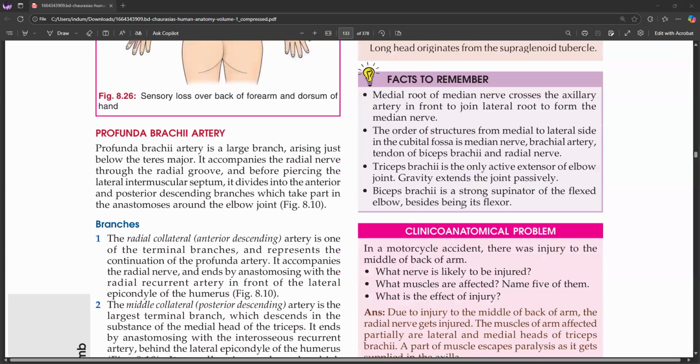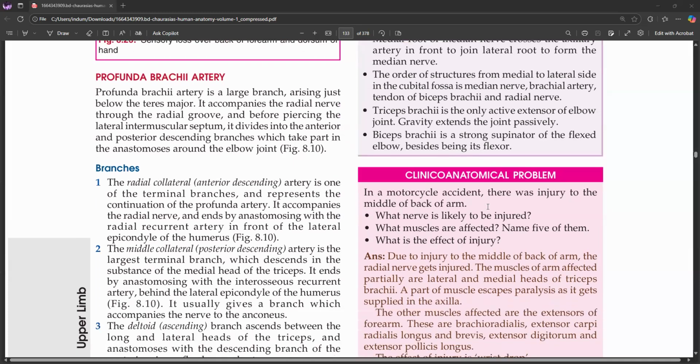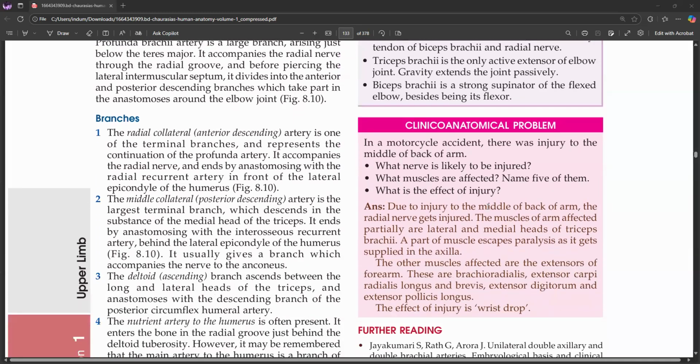Facts to remember. Medial root of median nerve crosses the axillary artery in front to join lateral root to form the median nerve. The order of structures from medial to lateral side in the cubital fossa is median nerve, brachial artery, tendon of biceps brachii, and radial nerve. Triceps brachii is the only active extensor of elbow joint. Gravity extends the joint passively. Biceps brachii is a strong supinator of the flexed elbow, besides being its flexor.